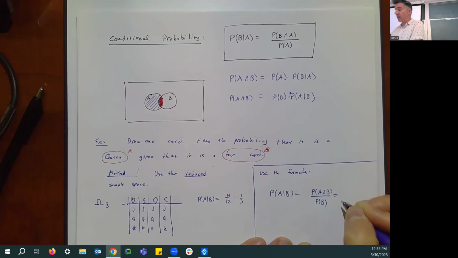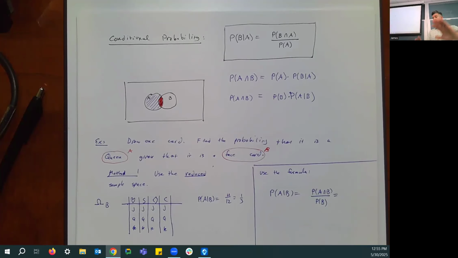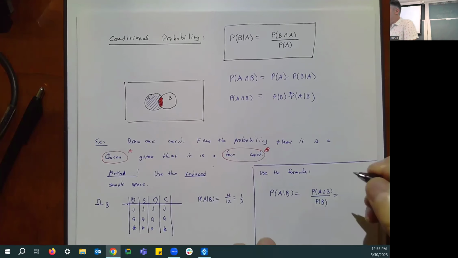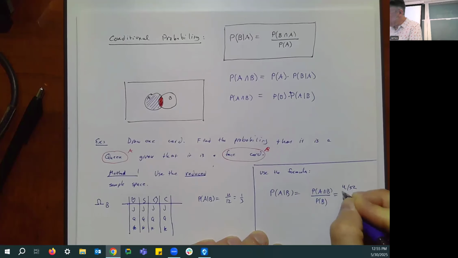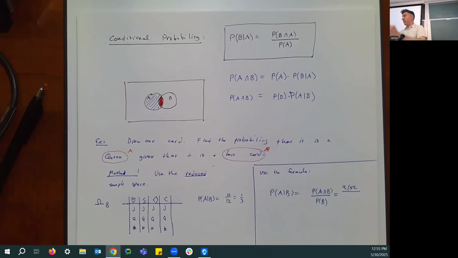So the probability of getting a queen is what? 4 out of how much? 4 out of 52. I want to be super clear. This is the other way of looking at it. We're not saying have a reduced sample space. We're saying probability of A intersect B without any caveats. I'm just looking at a regular deck of cards, and asking what's the probability of getting a queen? 4 out of 52. And then divided by the probability of B, the probability of getting a face card.